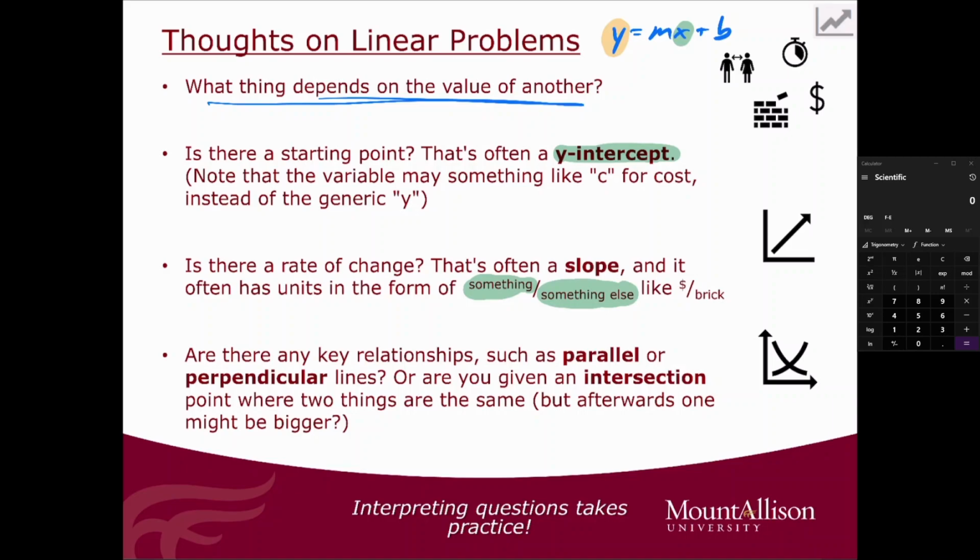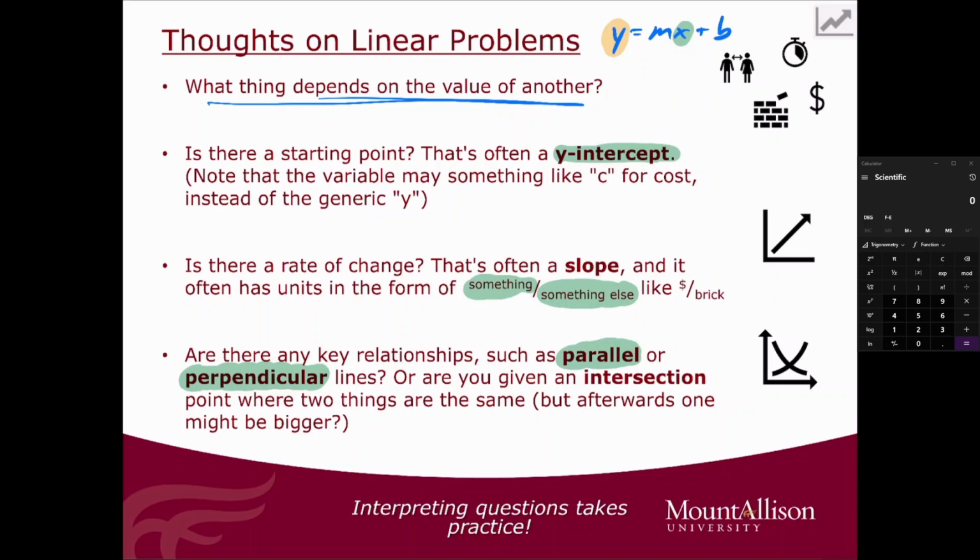And then there are other key relationships that are important. Do you have 2 lines that are parallel or 2 lines that are perpendicular? Now, sometimes it might say that explicitly and sometimes it might not. Perpendicular lines, for example, we'll see in the next slide, come about when you're looking at the shortest distance between, say, a point and another line.